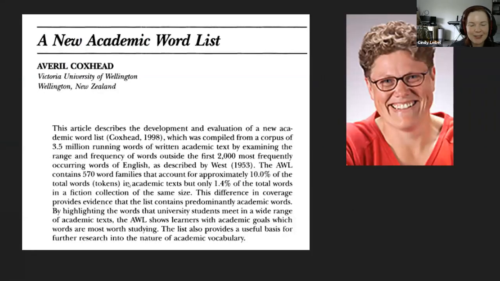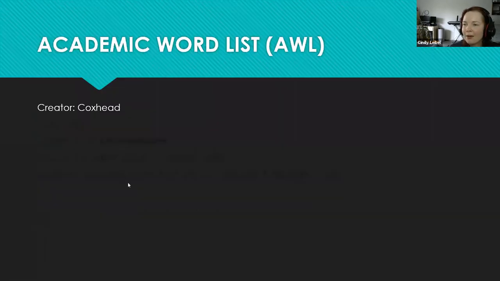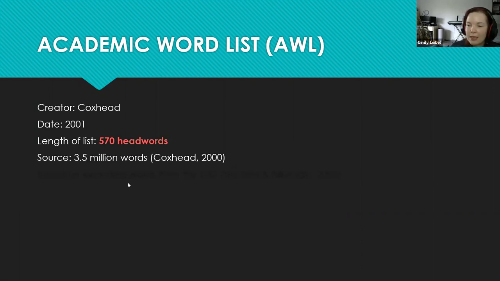So that brings us to, of course, the celebrity, a new academic word list by Avril Coxhead, created in 2001. And at this point, we really were getting quite proficient with computers. And unlike the previous word list, this one has only 570 words. So it's very achievable. It feels very doable for a lot of students and instructors. It has a corpora with a source of 3.5 million words. Okay, so we're starting to increase the size of what we're analyzing compared to 1953, again, where they were hand counting words. Here we've got this big list.